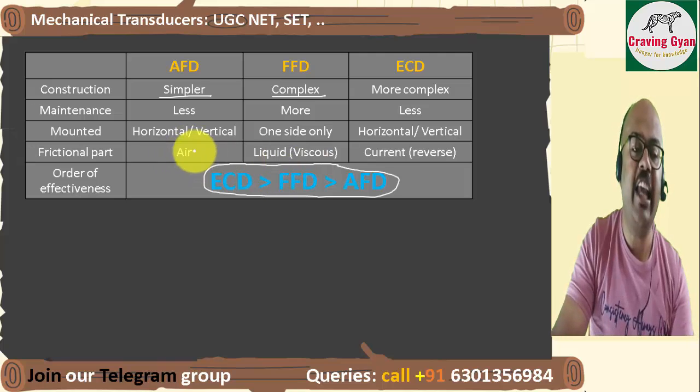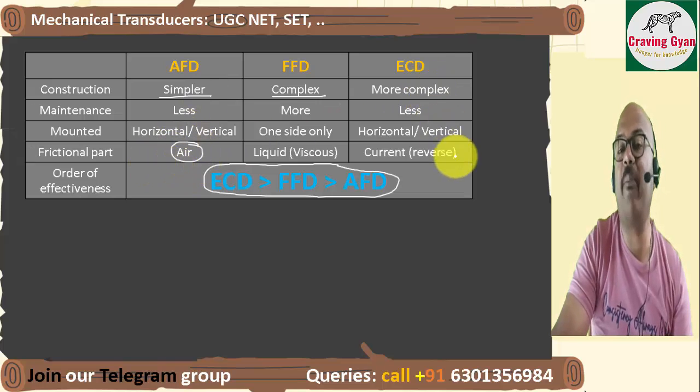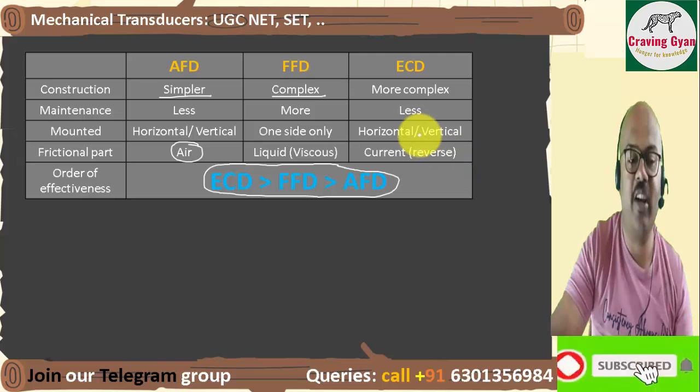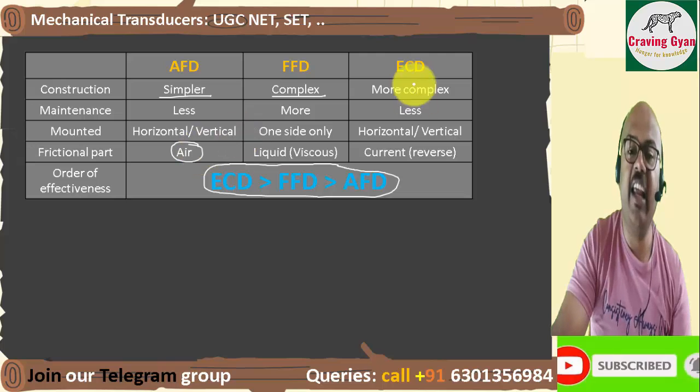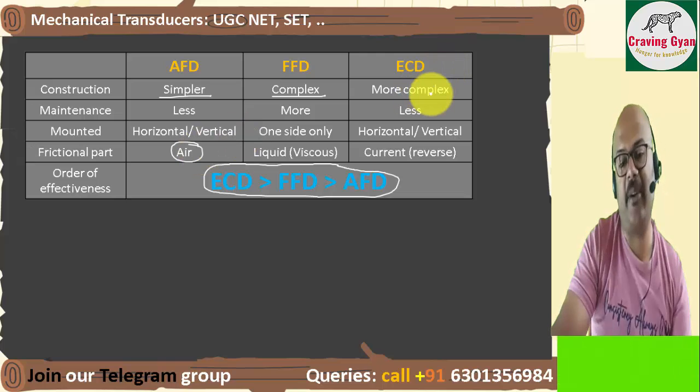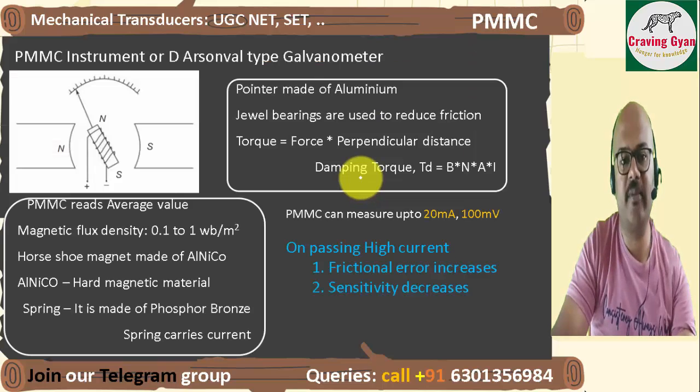In the case of the frictional part, air friction damping is going to offer less, while eddy current damping will offer more. In air friction damping, the medium is air. In eddy current damping, it is current, reverse current. In fluid friction damping, it is liquid or viscous fluid. Order of effectiveness I have already discussed.